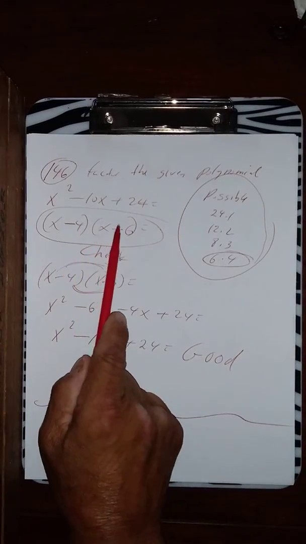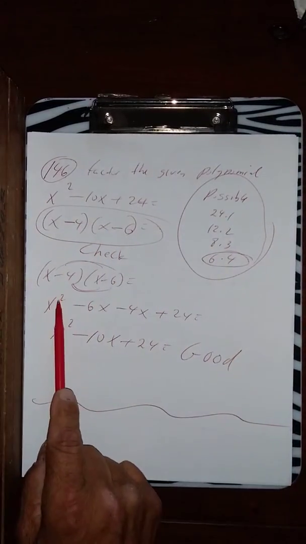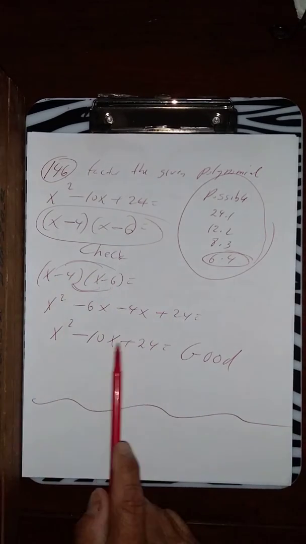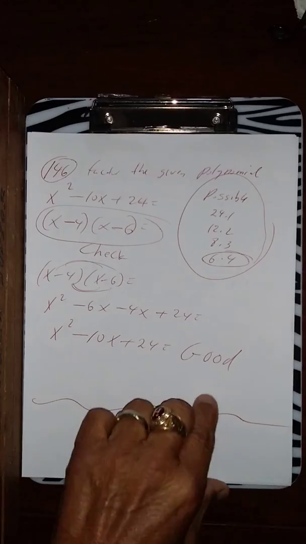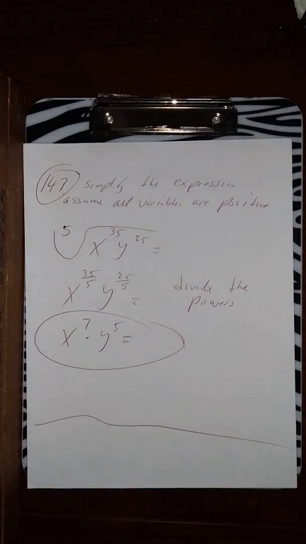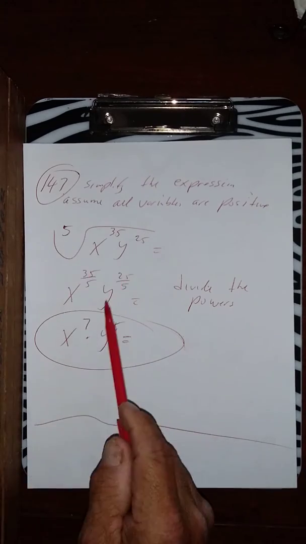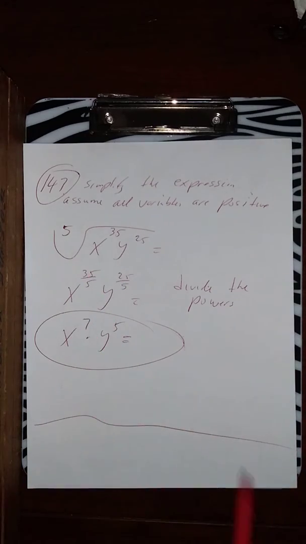X minus 4, x minus 6. Does that work for there? Let's see. X times x, x squared, minus 6x, minus 4x, plus 24. That works. Square root of this, just write divide by 5, divide by 5. Divide them, you get x over 7, y over 5.